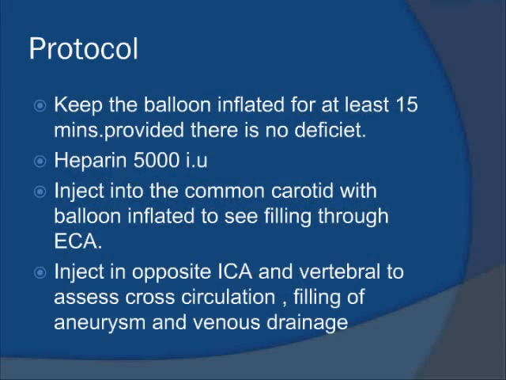We keep the balloon inflated for at least 15 minutes, provided there are no deficits. Heparin is given as a bolus of 5,000 international units. We inject into the common carotid with the balloon inflated to see filling of the aneurysm through the external carotid artery. We inject in the opposite internal carotid and vertebral artery to assess the cross circulation and filling of the aneurysm, and to see the venous drainage, which is again extremely important, so that we know that the patient can tolerate a permanent occlusion.